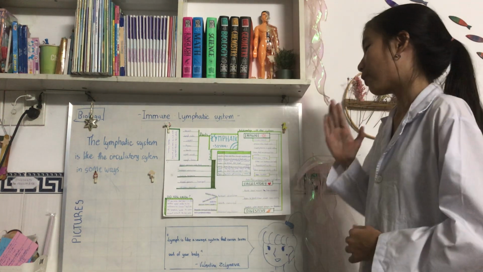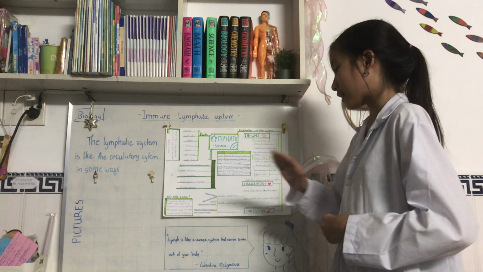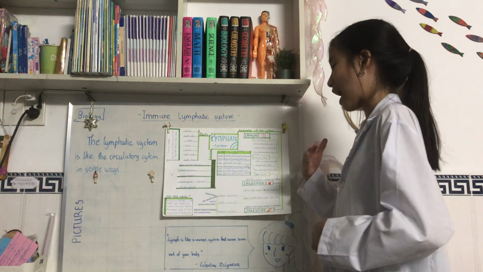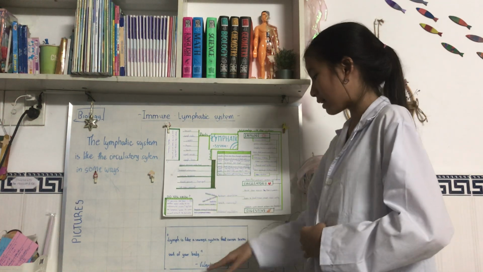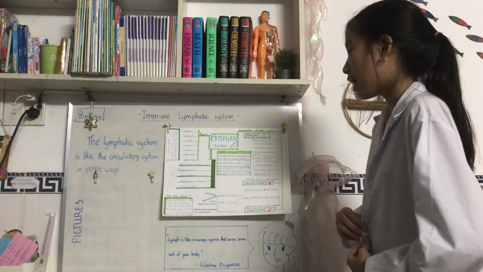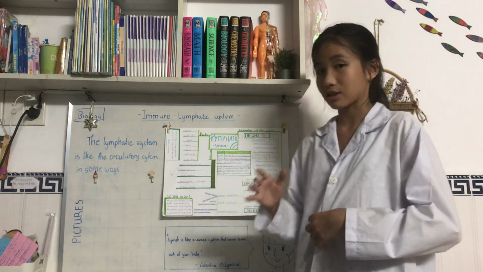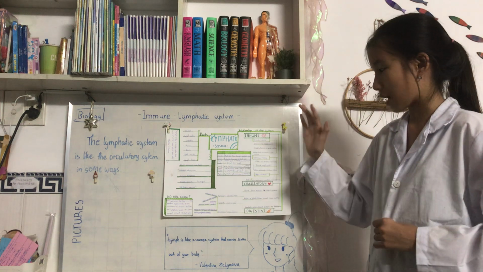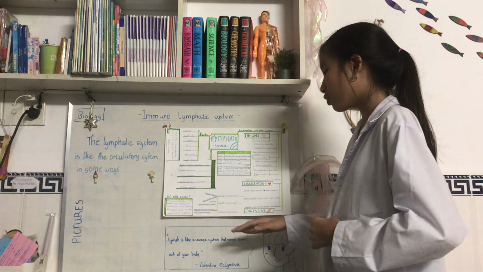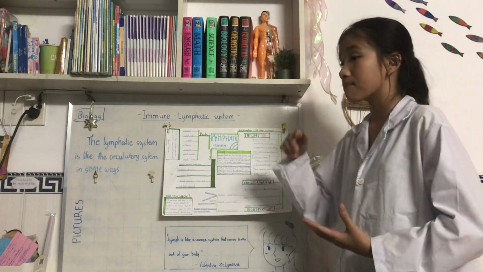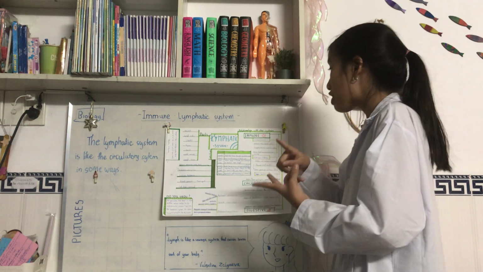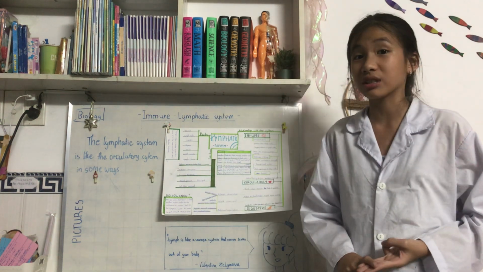To end this video, I want to have a quote. Lymph is like a sewage system that carries toxins out of your body. And this is from Valentina Zeleva. And this quote is actually true. Lymph is like the blood that carries out all of the waste throughout our body, from the digestive system to the immune system to the circulatory system.